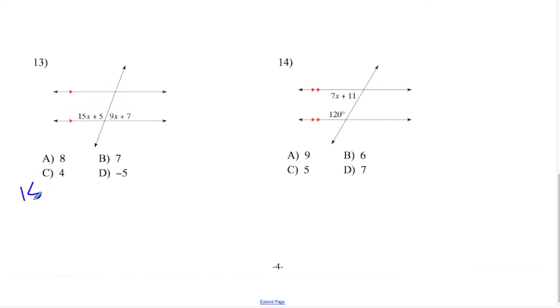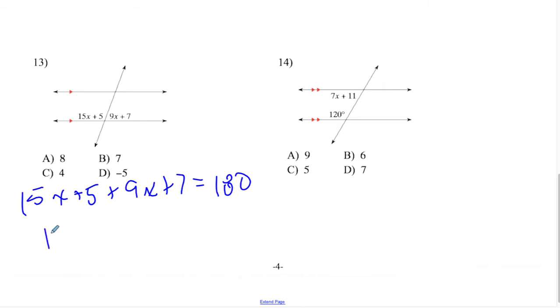Okay, let me try again. 15x plus 5 plus 9x plus 7 is equal to 180 degrees. Combine like terms. Whenever you're on the same side of the equal sign, just combine. So 15x and 9x, that combines to form a 24x, and then 5 plus 7, so that's going to be plus 12, and that's going to be equal to 180. From there, I'm going to subtract 12 from both sides.